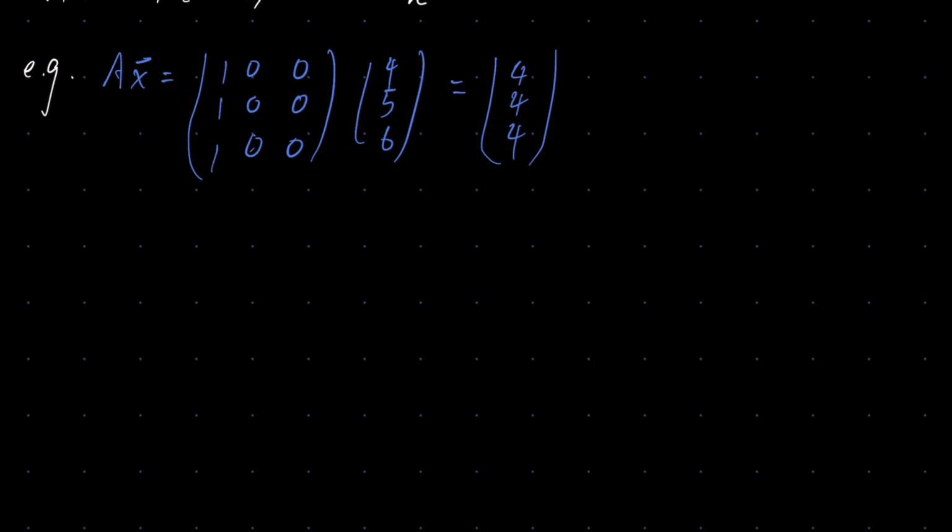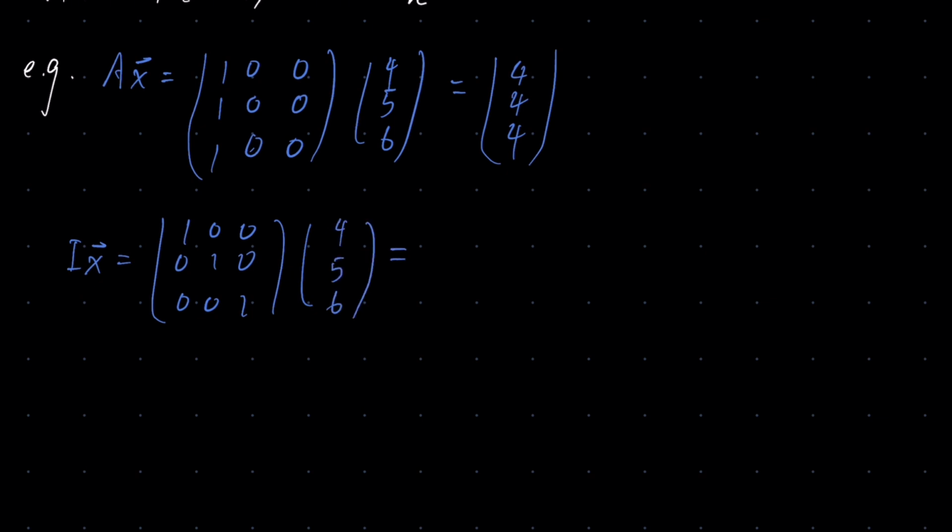Now, let's consider another matrix, and I'll call this matrix I for a reason we'll see later. So I times x is equal to the matrix with rows 1, 0, 0, 0, 1, 0, and 0, 0, 1, and we can multiply this by 4, 5, 6. Now, what is the right-hand side vector over here? The correct answer is 4, 5, 6. Well, notice that these 2 vectors are the same. And actually, we can prove this.